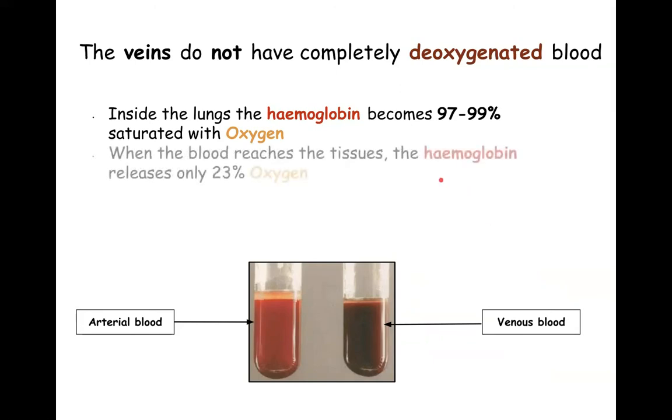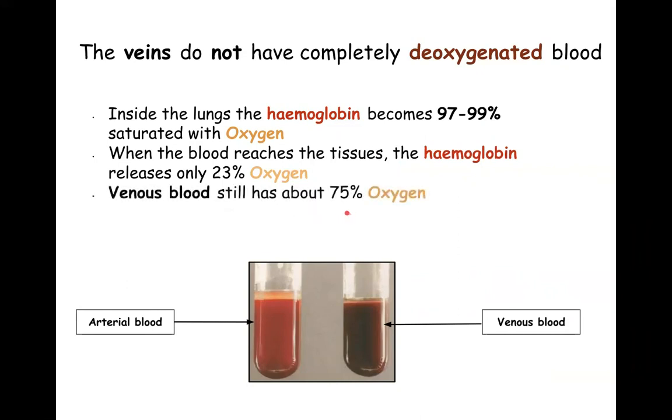When this blood reaches the tissues, the hemoglobin releases only 23% of oxygen. That means of the 97 to 99% oxygen, the hemoglobin only releases 23%. That means venous blood still has about 75% oxygen. So the venous blood, though it is dark red in color, is not completely devoid of oxygen. It still has 75% oxygen as compared to the arterial blood, which has 97 to 99% oxygen.